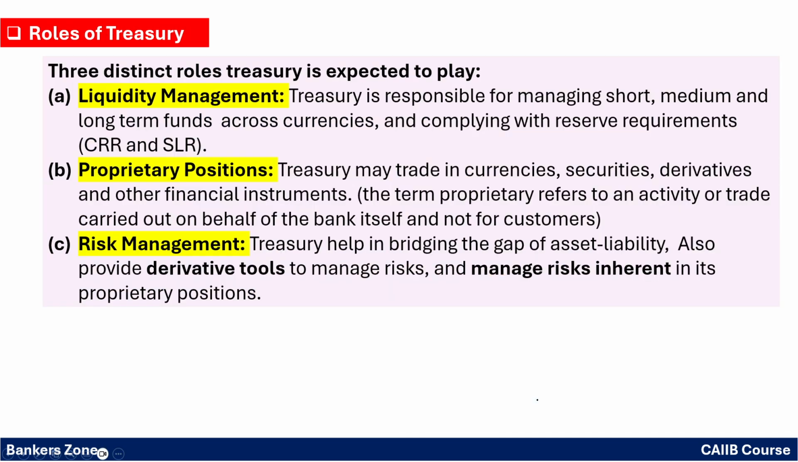Okay. Now next are the roles of treasury. Basically treasury does three different roles, right? One is liquidity management, second is the proprietary position, and third is risk management. So these are the three different roles done by the treasury. What is liquidity management? Very simple. Treasury is responsible for managing short, medium and long term funds across currencies and complying with the different reserve requirements of RBI, say SLR, CRR, right? So that is simply liquidity management.